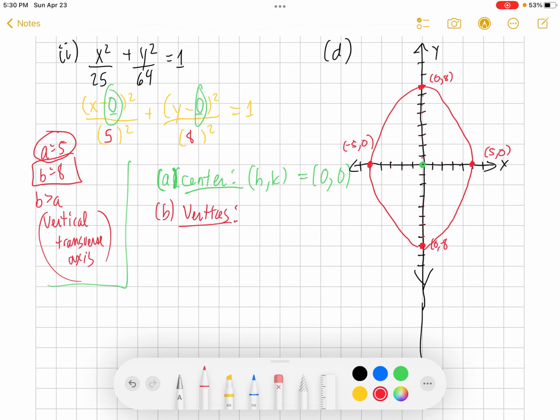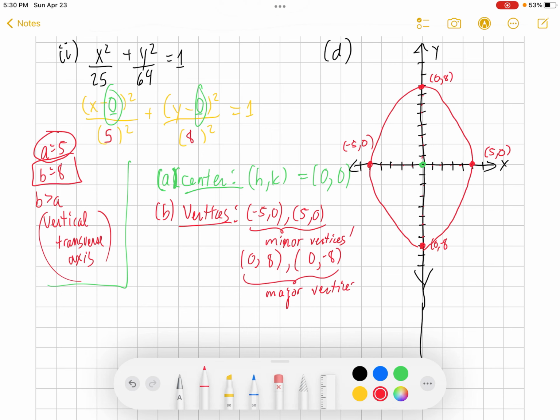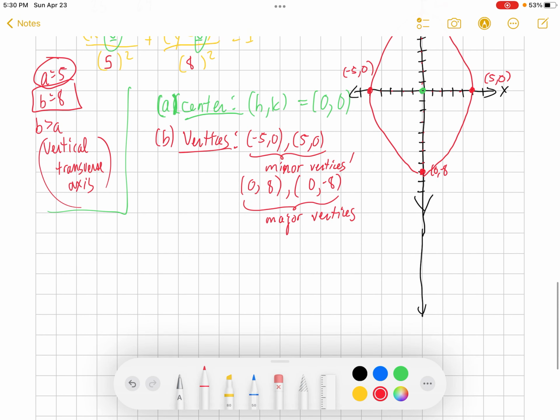So let's write our vertices down. What are they? Negative 5, 0 and 5, 0. These are minor vertices, right? These are minor because they're along the shorter axis. And the major vertices are 0, 8 and 0, negative 8. Major vertices, because they're along the longer axis.